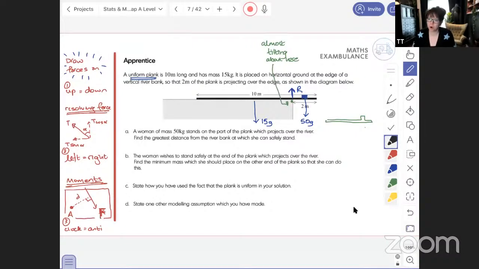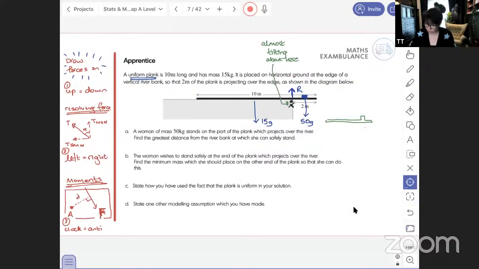But I'm going to show you what I mean about doing all of your moments differently. So I'm going to take moments about here. I'm going to call that point X. And I'm going to take moments about there. There are only two forces which don't go through X. So the line of action of R is through X, so we can forget about that. There's this one here and there's this one here.